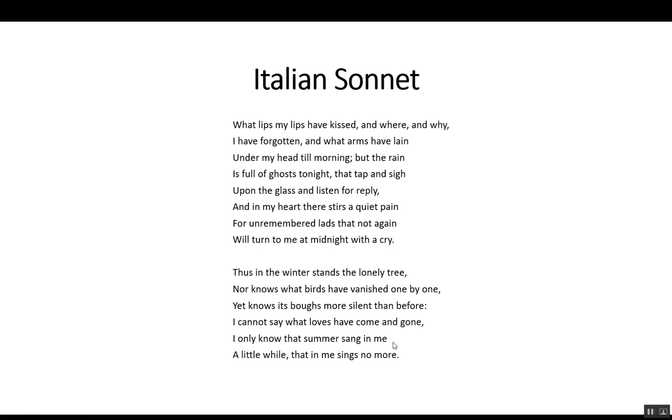Now let's look at an Italian sonnet. This is by Edna St. Vincent Millay, all right? Notice the Petrarchan rhyme scheme, and in this case she does show us the break between the octave and the sestet.